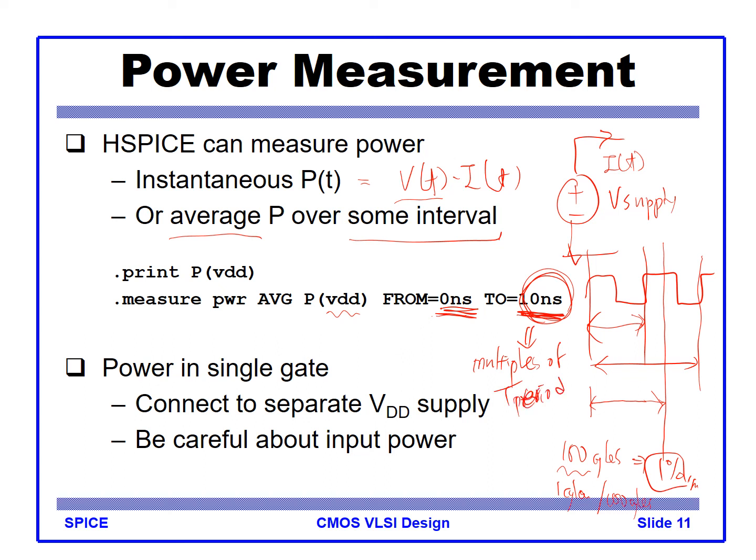Use any periodic circuit, for example, the clock period, in that way you can get a more accurate power measurement. So this is the measurement keyword. The average power is measured, and the average number is measured out of VDD. VDD is the instance, this is the instance name. So power is measured. Okay.